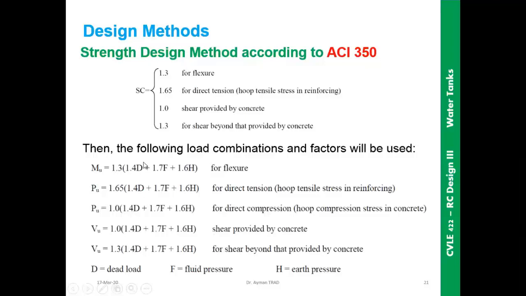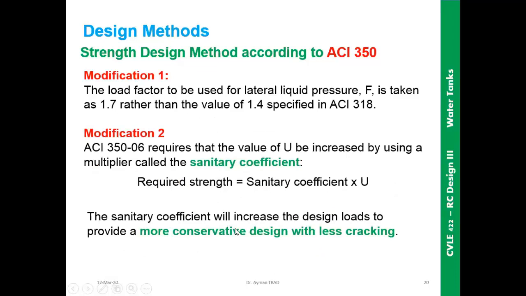So these are also the combinations that we find in ACI 318, if I have a structure subjected to dead load, to fluid and to earth pressure, which is letter H. This will be a combination. So again we create the sanitary coefficient. The objective is to have a more conservative design producing less risk of cracks.